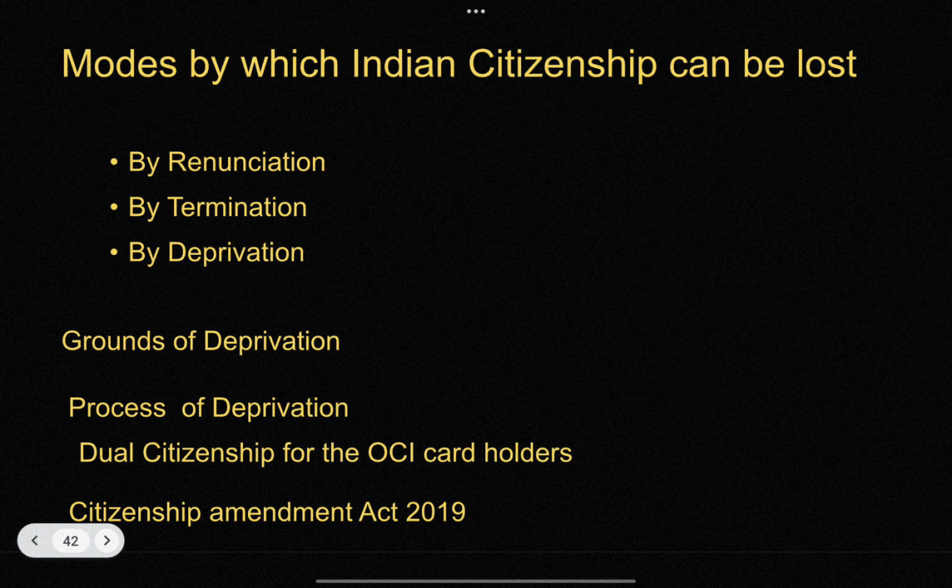As a note, we can understand the Act is not applicable to the tribal areas of Assam, Meghalaya, Mizoram, and Tripura. It is also not applicable in Arunachal Pradesh.